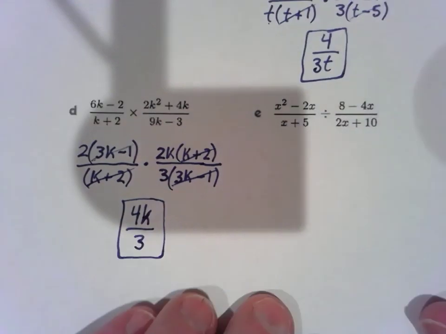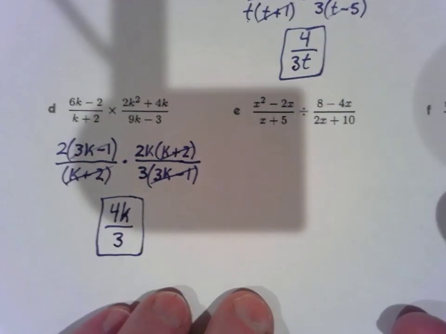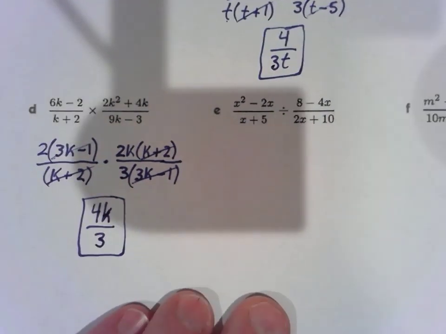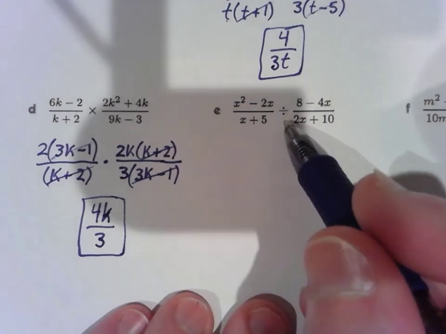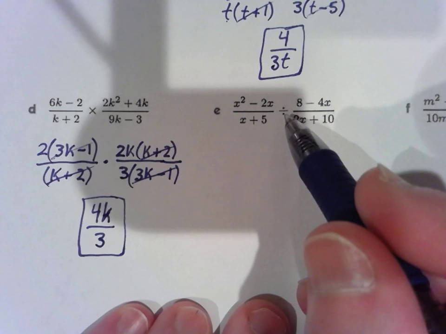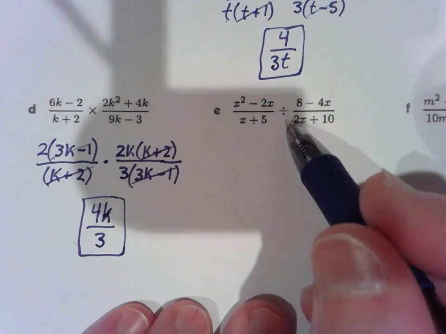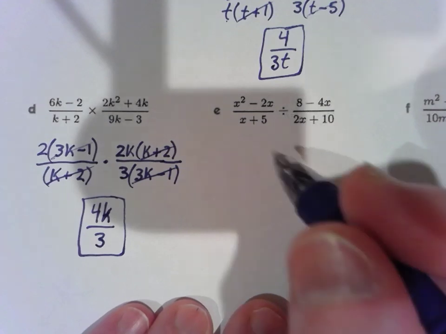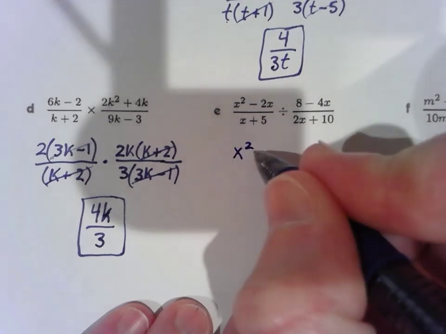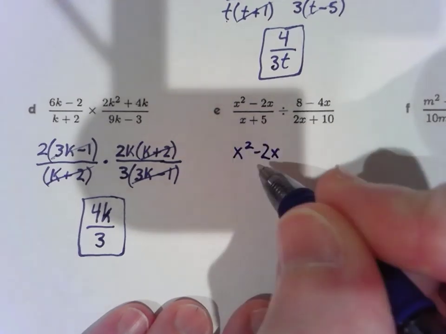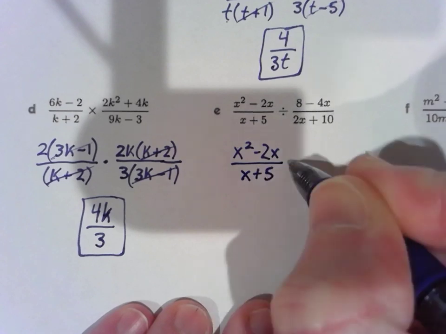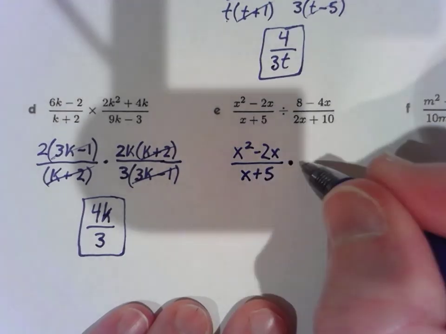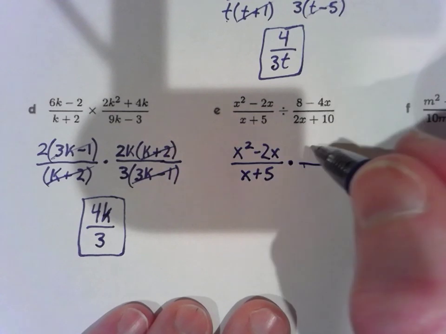Letter E. Now this one I see as division. And so when division occurs, the first step is to change it into a multiplication problem. So I'm going to just copy down the first fraction, x squared minus 2x over x plus 5, change the division into multiplication, and flip the second fraction. The 2x plus 10 goes to the top, the 8 minus 4x goes to the bottom.